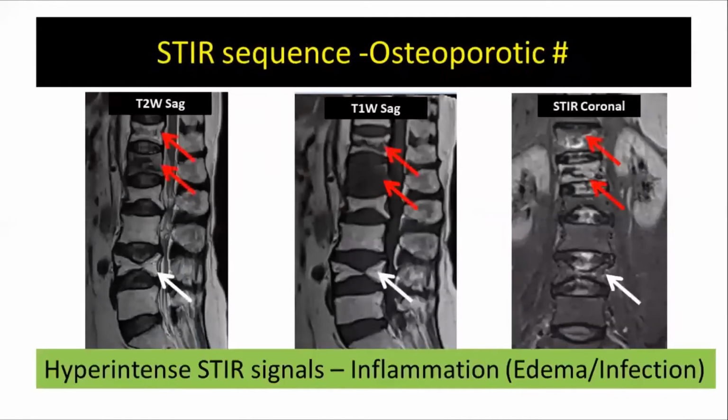So if you see in this image, the fractures marked with the red arrow are new ones, because I can identify on the STIR coronal image that they are bright in color, whereas the fractures with a white arrow don't show any STIR hyperintensity. So they are old fractures.